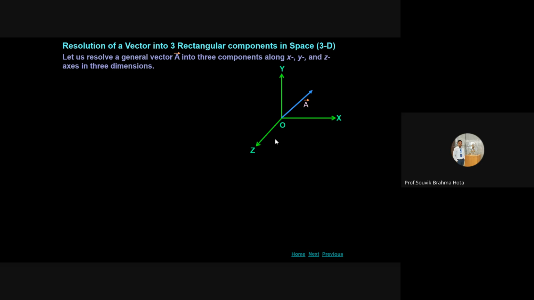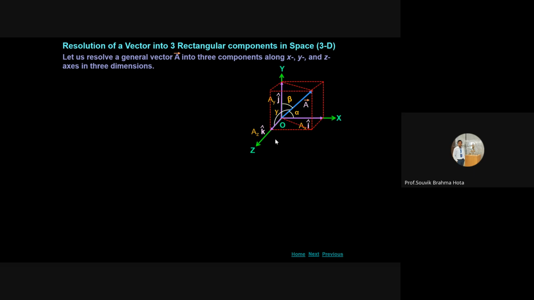Now let us take OA as the vector. The angle which OA makes with the x-axis is alpha, with the y-axis is beta, and with the z-axis is gamma. Now if we draw perpendiculars from the vector on the x, y, z axes, along the x-axis it is axi, along the y-axis it is ayj, along the z-axis it is azk.